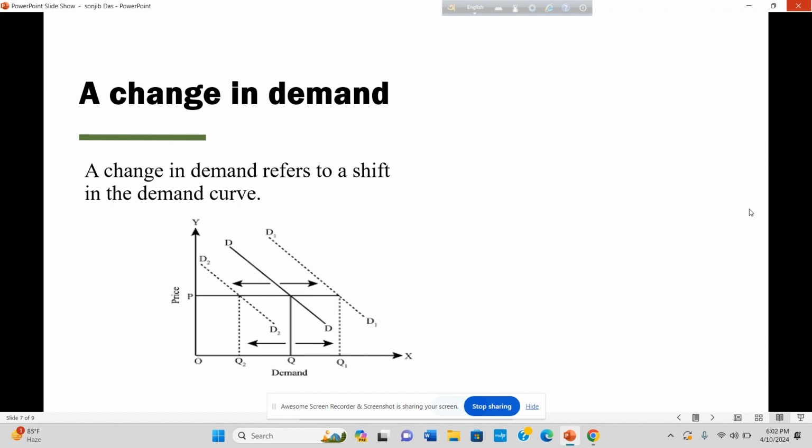Next, we move to a change in demand. A change in demand refers to a shift in the demand curve. In a changing demand curve, price remains constant and quantity demanded is changing. We see that when the quantity demanded is increasing, demand shifts rightward. When the quantity demanded is decreasing, the demand curve shifts leftward.